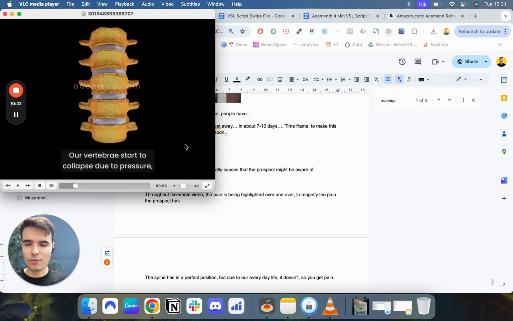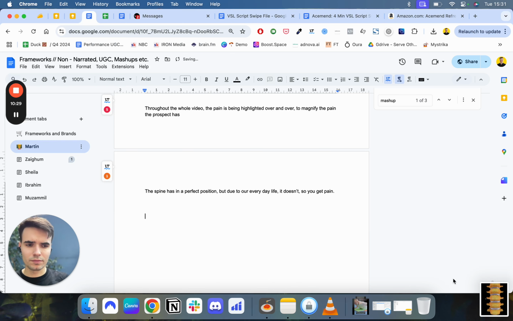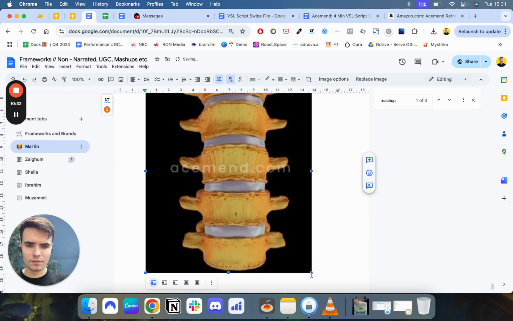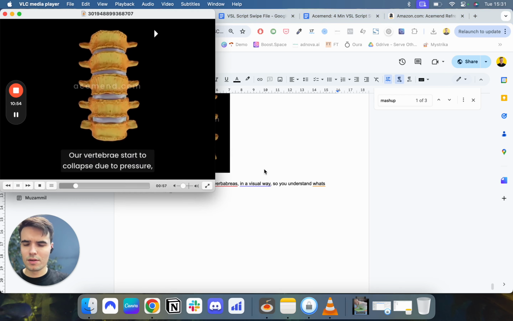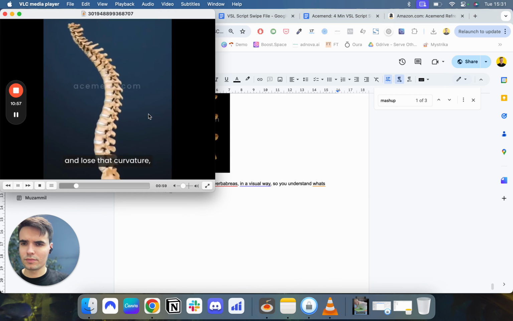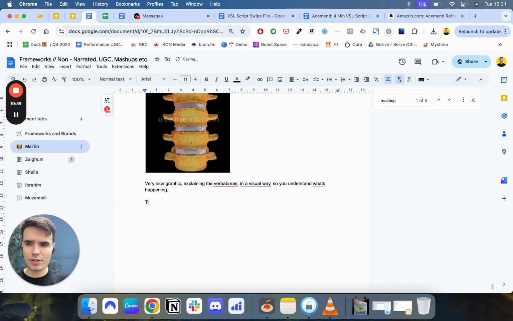It's literally explained in one sentence. And then there is this video highlighting the vertebrae. Right, so very nice graphic explaining the vertebrae in a visual way. Understand what's happening. To collapse due to pressure and lose that curvature. Collapse due to pressure.